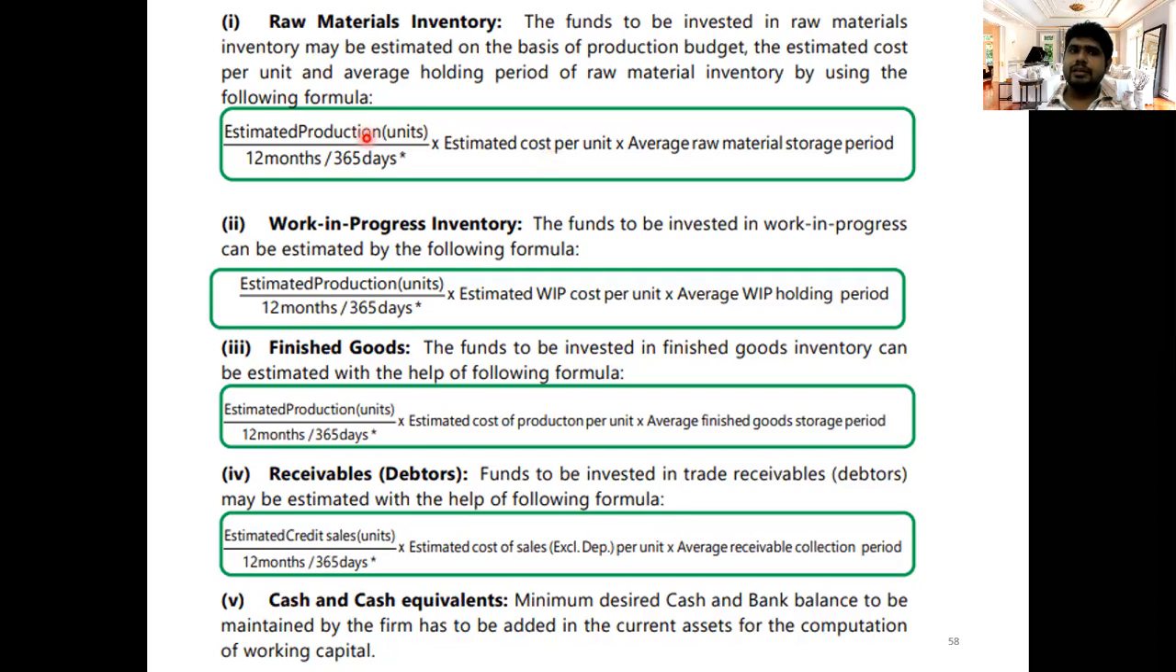It is for annual, right? Say for example, 1000 units production, and cost per unit 10 rupees. How much is the total production cost? 1000 into 10 equals 10,000 rupees. This is for annual, right? To convert this annual figure into a monthly figure, what do we have to do? Please respond. We will get the annual figure. We want to convert the annual figure into a monthly figure. What do we have to do?